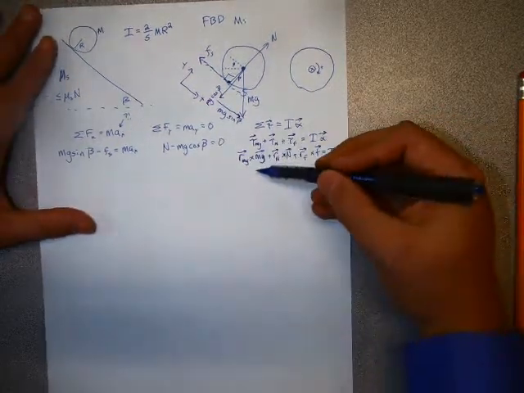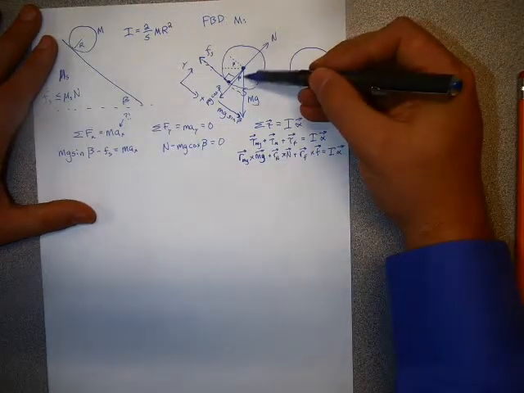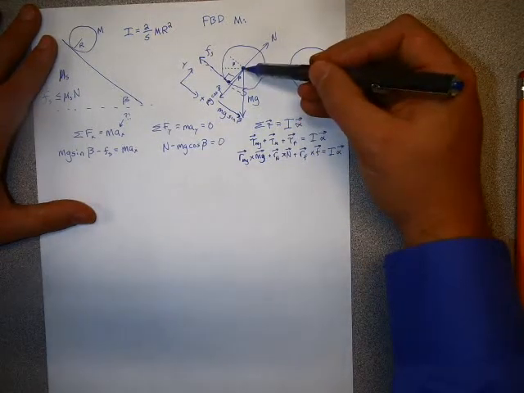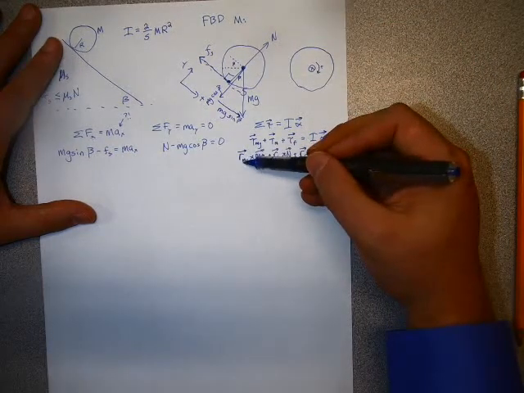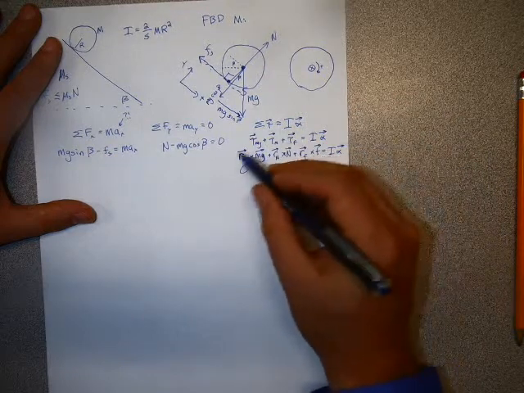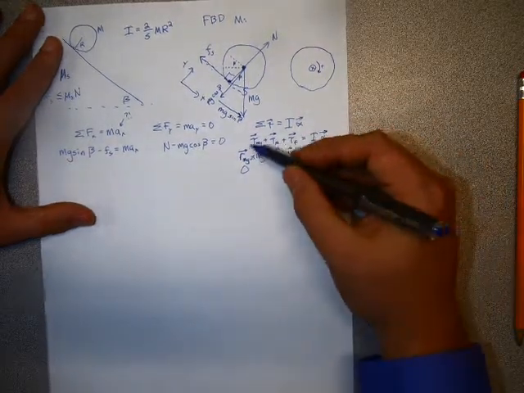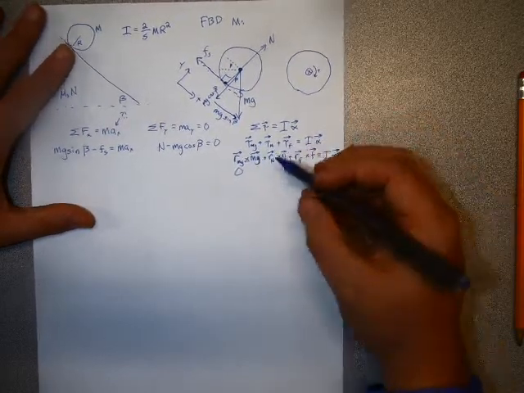Note in the first one that the weight acts on the center of mass. So the distance from the center of mass to the center of mass is just 0, so this piece goes away. There's no torque due to the weight. And that'll be the same. There's never any torque around the center of mass due to the weight of an object.